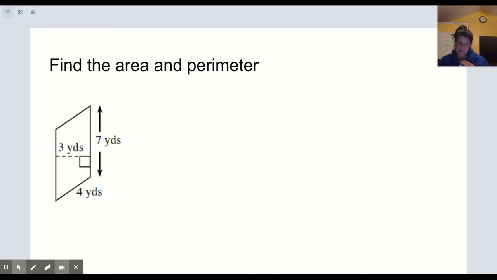In a parallelogram, you have a base and a height, just like you do for a rectangle. And your base and your height in a parallelogram need to meet at a 90-degree angle.